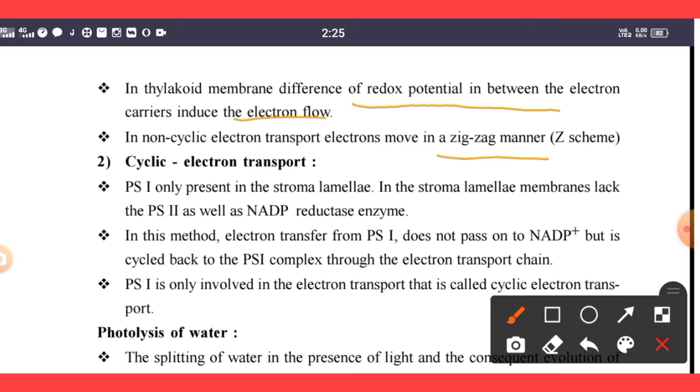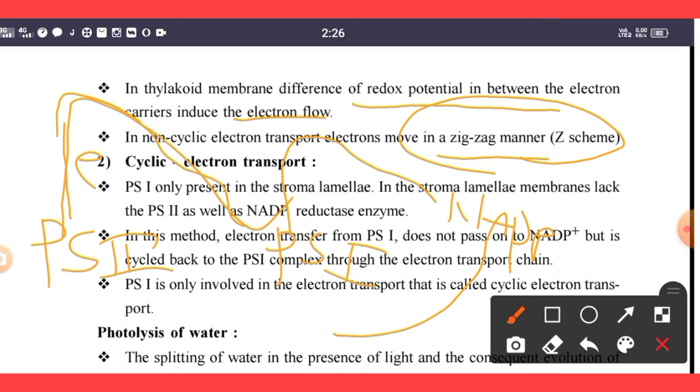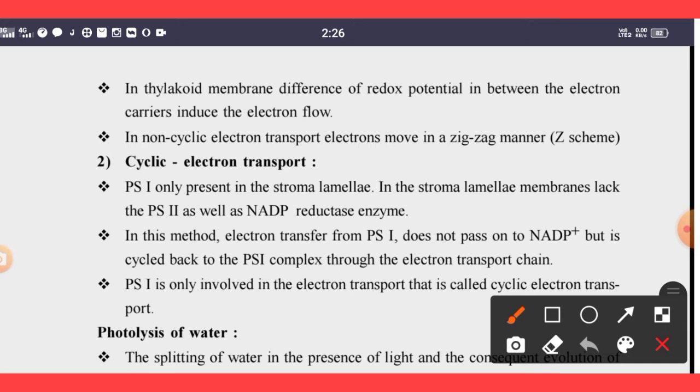Already I showed you, once again I will say why it is called non-cyclic photophosphorylation, the zigzag or Z scheme. First of all, the chlorophyll present in PS2 gets oxidized and releases electrons. These electrons pass through the electron acceptors and finally arrive at PS1. From PS1, electrons move to NADP plus, and then NADP is converted into NADPH. In this way electrons pass in a Z model, so the non-cyclic photophosphorylation seems to be a zigzag manner. Hence, it is a Z scheme of pathway. We can say that.